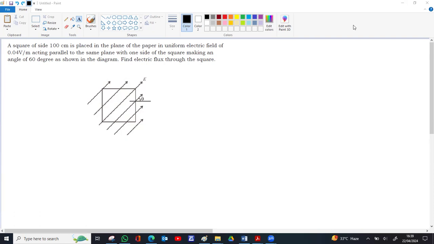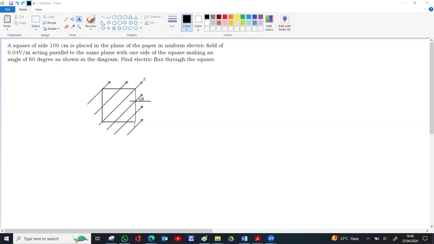A square of side 100 centimeters is placed in the plane of the paper. So the laptop screen can be the plane of the paper. The field is uniform. The value of the field is 0.04 volt per meter, acting parallel to the same plane. That means it is in the plane of the paper, in the laptop screen, with one side of the square making an angle of 60 degrees as shown in the diagram.